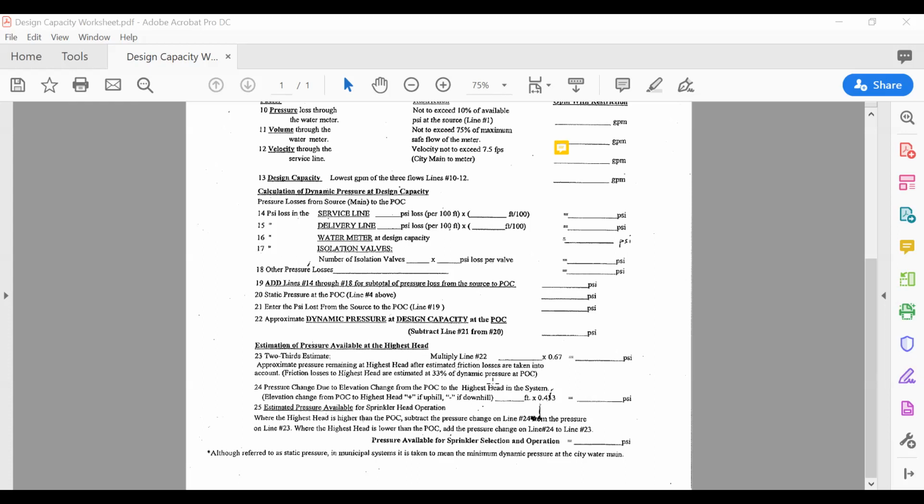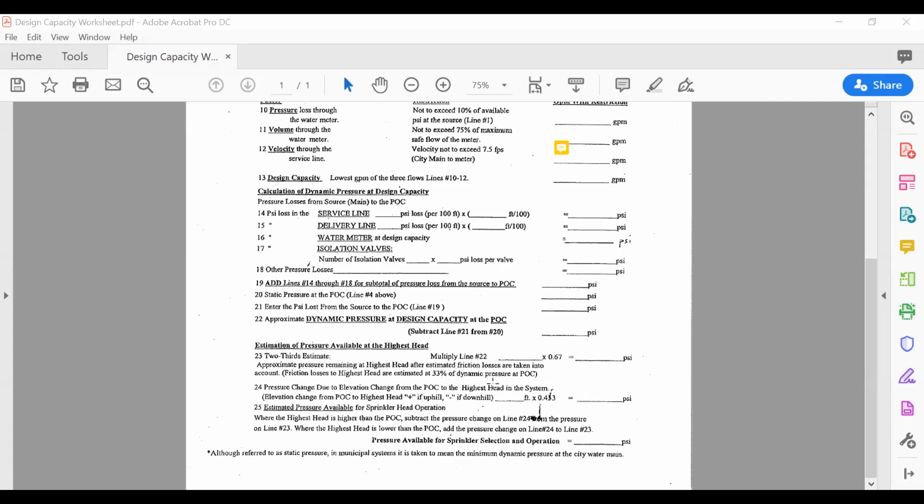Was it 18.32 or 82? 18.82. Uh, 12.6. Yes, this is 12.6. We have 12.6 PSI now to our head.